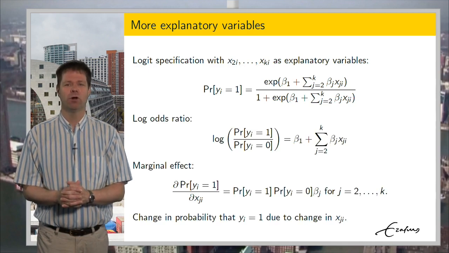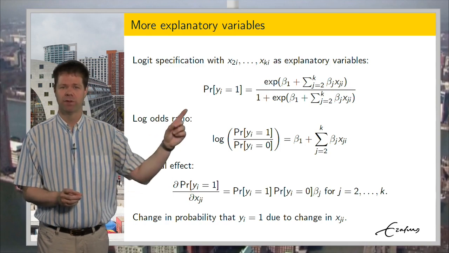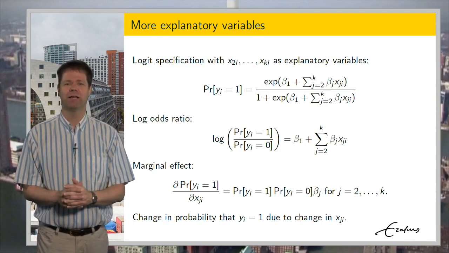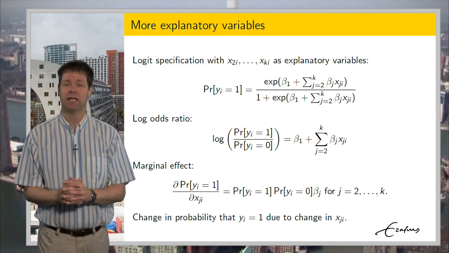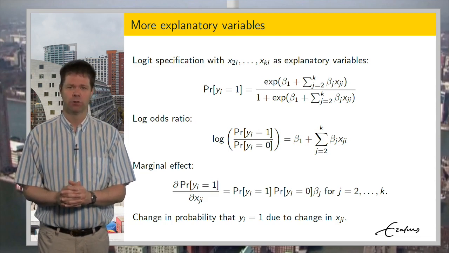The log odds ratio and marginal effect are similar as before, as can be seen on the slide. In fact, analyzing the effect of a change in one of the xji variables can be done the same way as in the single explanatory variable case, if we keep the value of all other x variables fixed. The corresponding beta j parameter determines the direction and relative size of the effect of a change in xji. Note that the values of the marginal effect now also depend on the values of the other x variables through the probabilities.